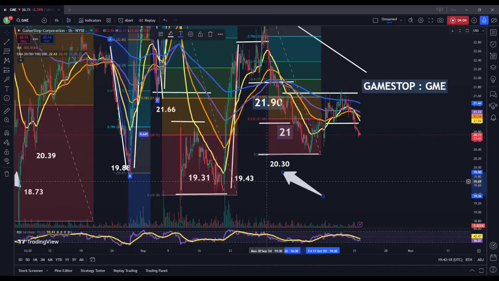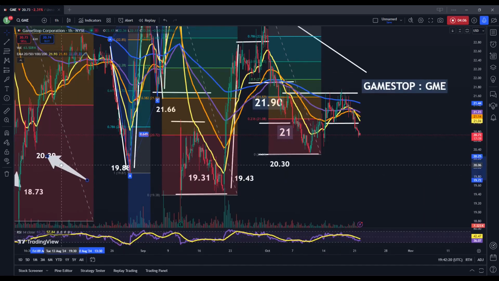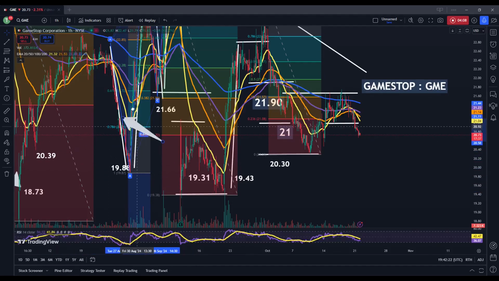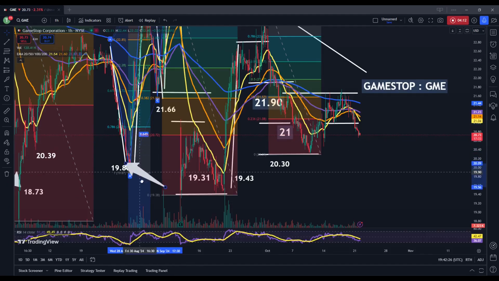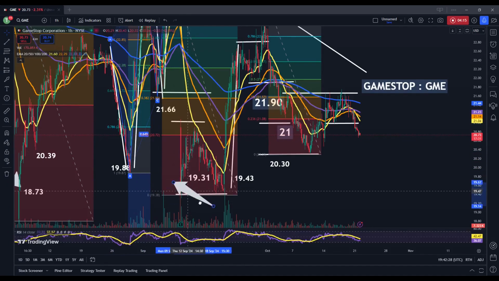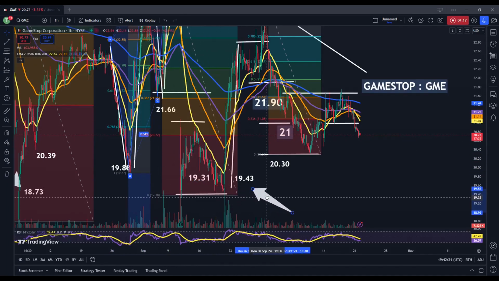It's been quite a while. Previously we saw a bounce off of 2039, but for the most part, we have been falling right through $20. We can see these major downside price movements fall to 1988, 1930, 1943.